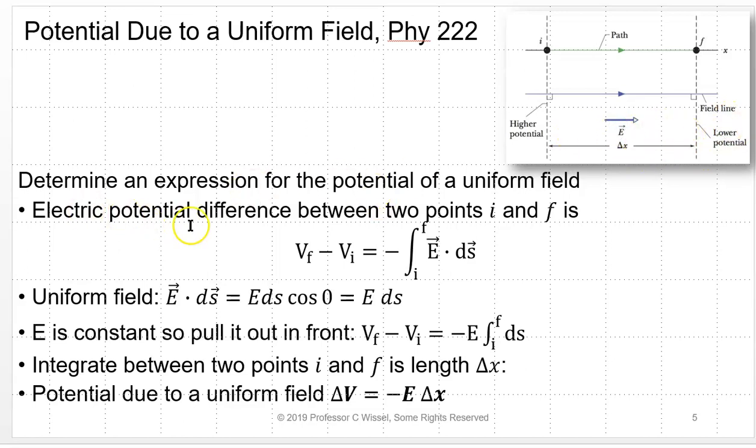The electric potential difference between 2 points I and F is Vf minus Vi equals minus the integral from I to F of E dot ds, where E and s are both vectors. For a uniform field, E dot ds is E ds cosine 0, or E ds. E is constant, so we can pull it out in front of the integral. And we can integrate between the 2 points, and the length will then be just delta x. So for potential due to a uniform field, delta V equals minus E delta x.